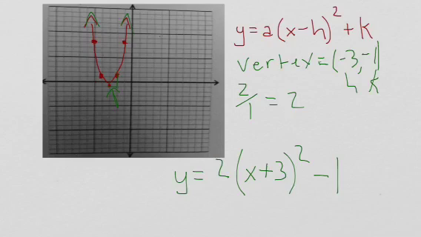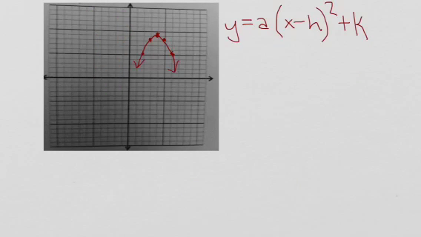So it's opening up, so this is a positive 2. So we get y equals 2, parentheses x plus 3, and the parentheses squared, minus 1. Alright, let's look at a graph again. So now we have this new one.